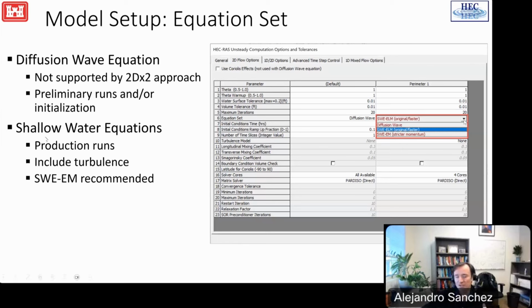This image doesn't show it, but we also have a LIA approach, the local inertia approximation, that drops the advection and diffusion terms, and you don't want to use that one either.